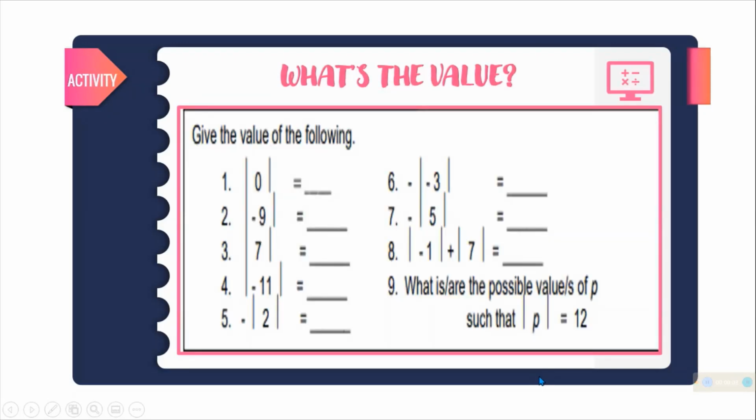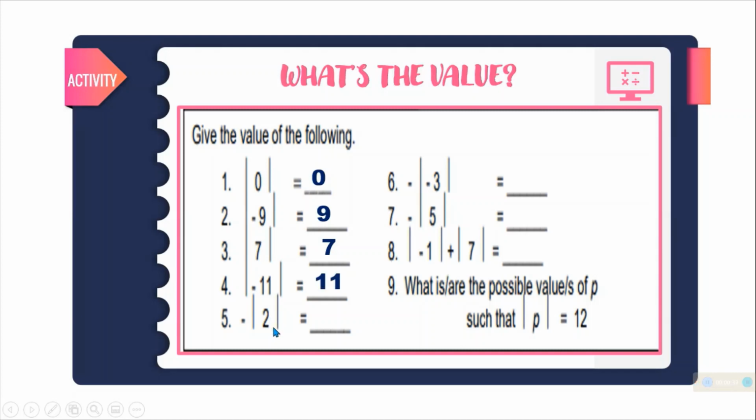So what's the value? Give the value of the following. Number 1 is absolute value of 0. The answer is 0. Number 2, the absolute value of negative 9. Since negative 9 yan, nasa loob ng absolute value, still positive 9. And then number 3, absolute value of 7. The answer is still 7. Then absolute value of negative 11. The answer is positive 11.